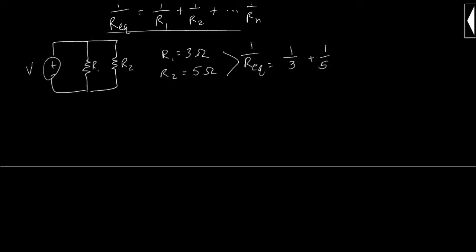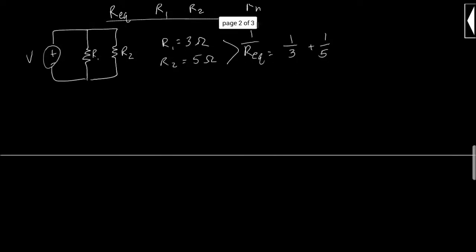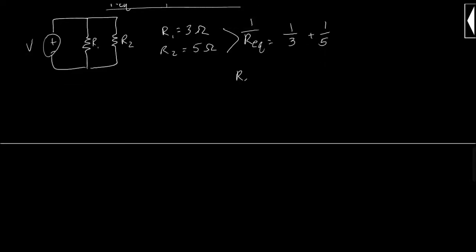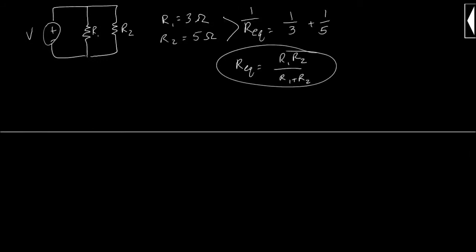An easy way to do the parallel equivalent resistance whenever there's just 2 elements, which is a very common occurrence, I find it best to use a kind of shortcut where you can do R equivalent equals R1 times R2 over R1 plus R2. You're going to see this a lot. That's pretty much what I always end up using in my courses.